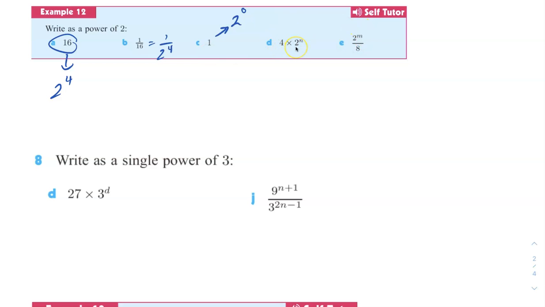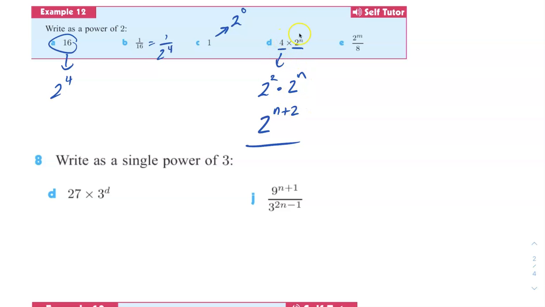How about this? I have 4 times 2 to the n power. So what we have to do here is try to get them both to be the same power of 2. So I'm going to write 4 as 2 squared, and multiply by 2 to the n. Now these have the same base, so you get to add the powers. So 2 to the n plus 2. That's the way that works.